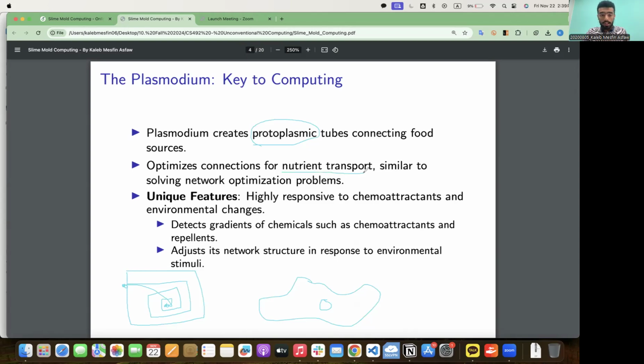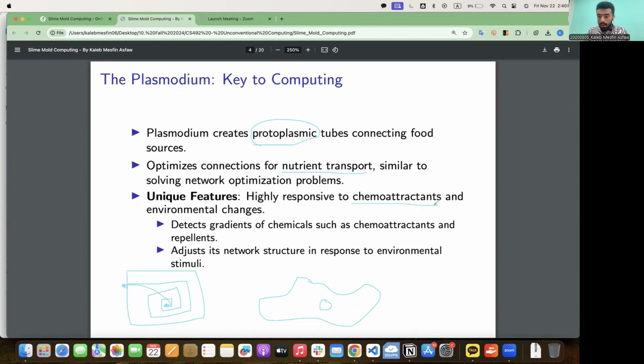So for nutrient transport, similar to the way that engineers optimize, let's say, transport networks across cities, slime mold computing tries to find its pathway with such algorithms. So what are the unique features which enable that cellular organism to solve problems? It's because of its interaction with its environment. It's highly sensitive to the stimuli or the change around it.